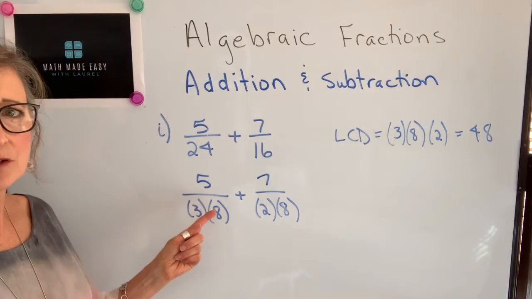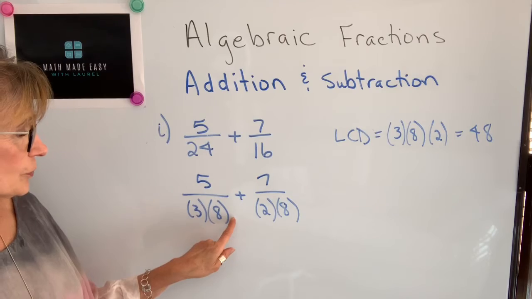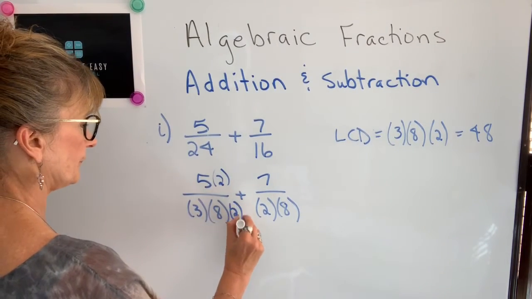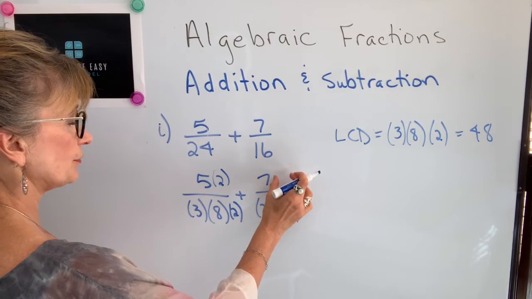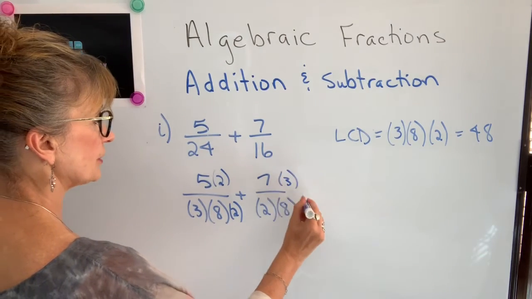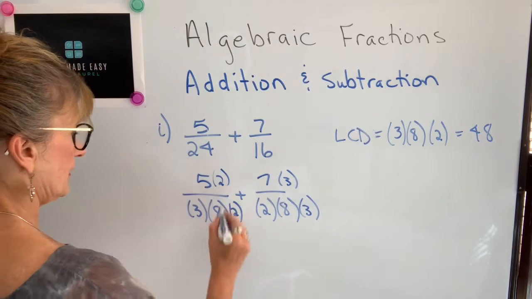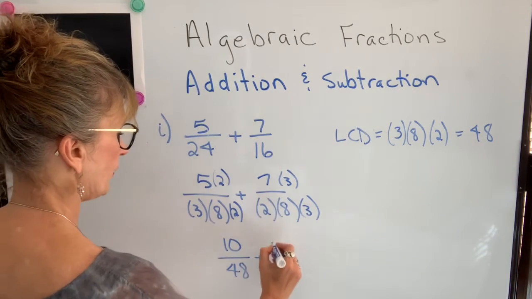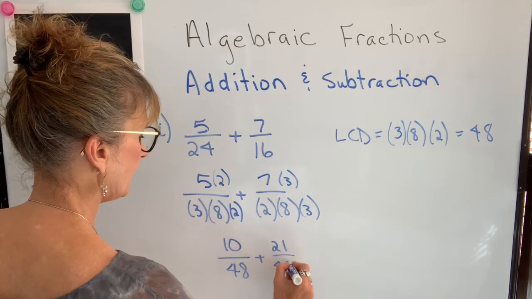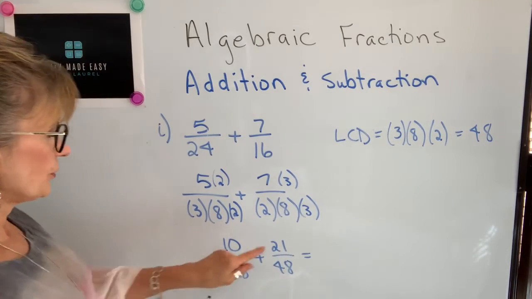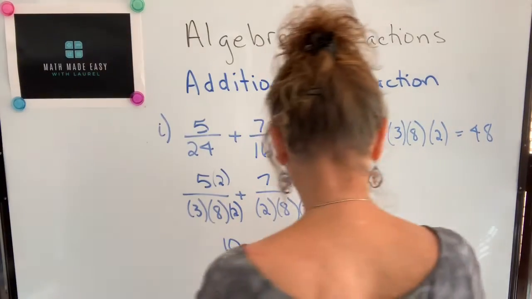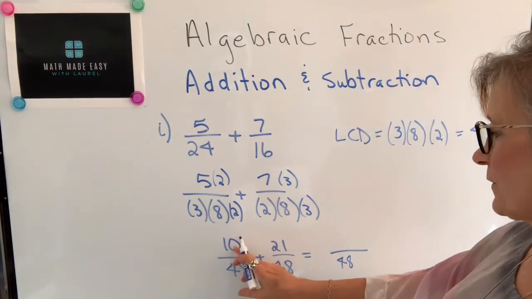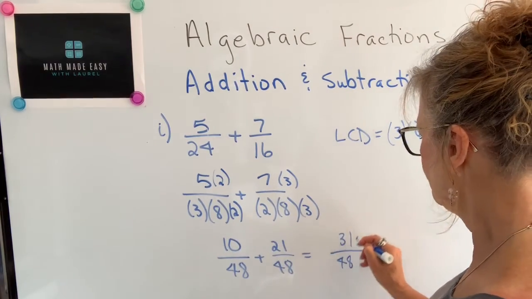With this fraction, I'm missing a factor of 2. I need to multiply numerator and denominator by 2. This fraction I need to multiply numerator and denominator by 3. So I'm going to have 10 over 48 plus 21 over 48. And once you've got a common denominator, you just add the numerators or subtract. In this case, we're adding 10 plus 21 to get 31.